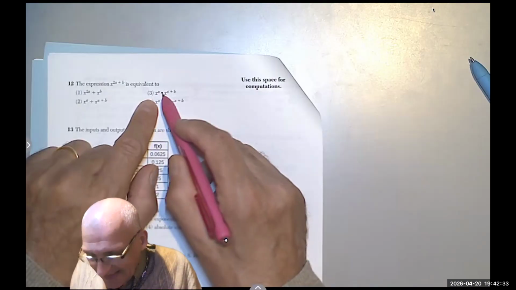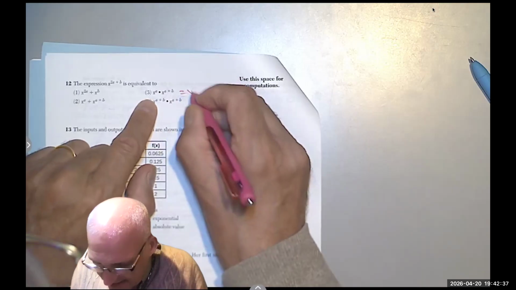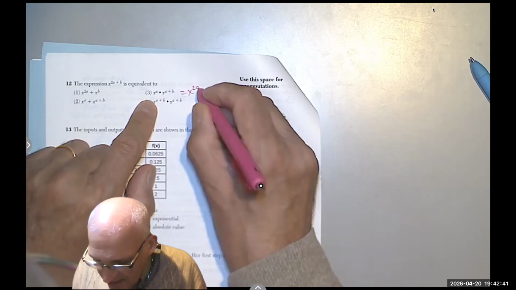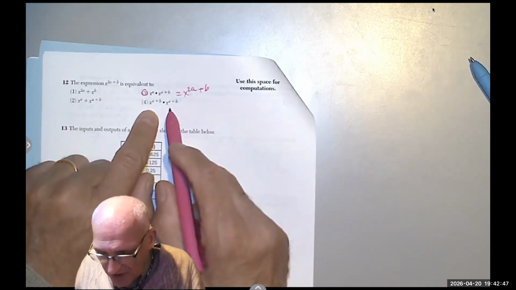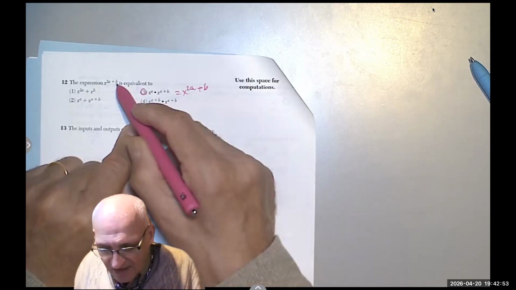x to the a times x to the a plus b. It means it equals x, and then I add the exponent. a plus a is 2a, plus b. Yes, it is 3. And I can check this one also. This is x to the a plus b, times x to the a plus b. So 2a plus 2b. But here I don't have a 2b. If it were 2b, I would have selected 4.